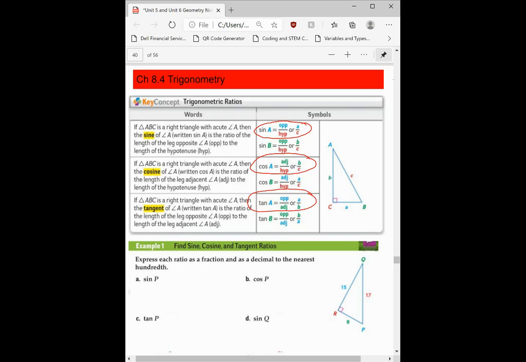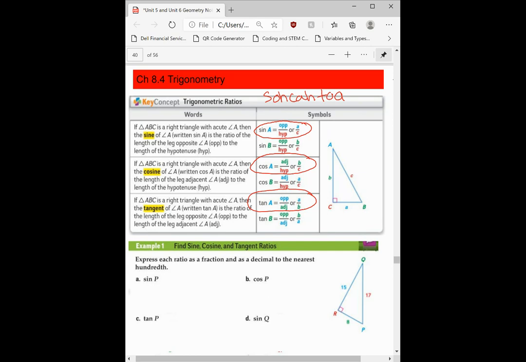Okay, so this actually stands for SOHCAHTOA. And what SOHCAHTOA does is it tells you how to use sine, cosine, and tangent. So S stands for sine, okay? O stands for opposite, H, hypotenuse. So sine is opposite over hypotenuse.